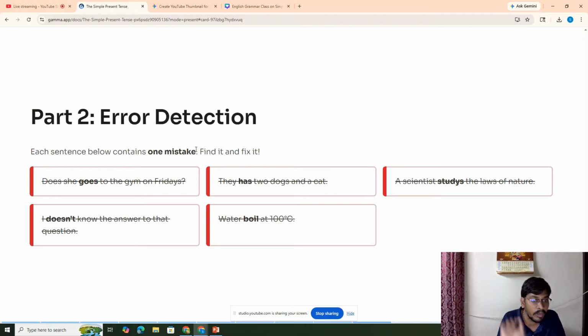I don't know the answer to that question. This is the right sentence. It's not 'I doesn't'. He doesn't know the answer to that question is the right sentence. I don't know the answer to that question is the right sentence. He doesn't know the answer to that question is the right sentence. 'He don't' is wrong, 'I doesn't' is wrong. So this is also very important. Remember, 'Water boil at 100 degrees centigrade' is a wrong sentence. Water boils at 100 degrees centigrade is the right answer.